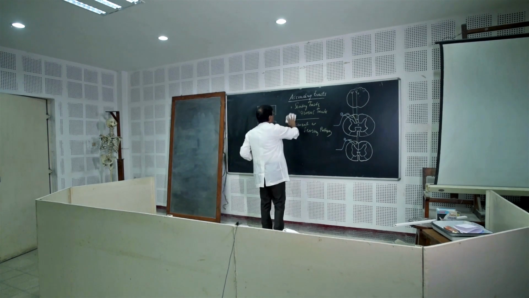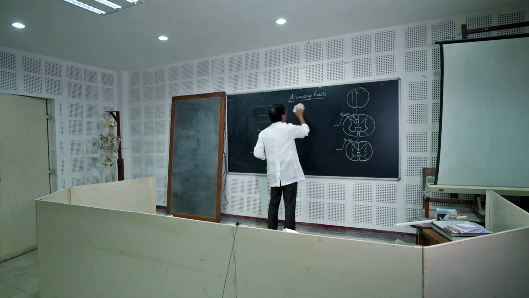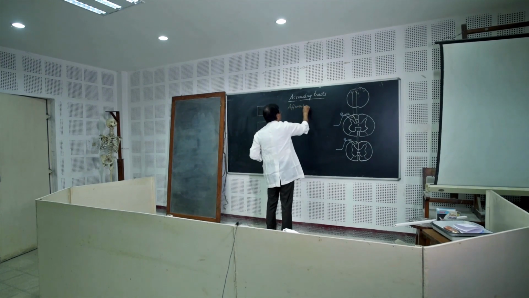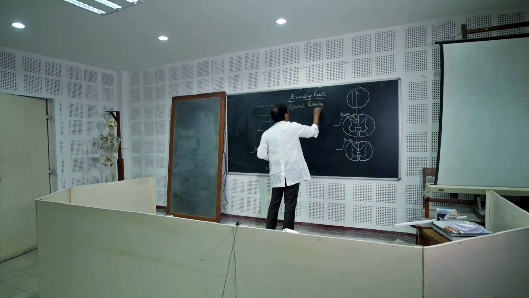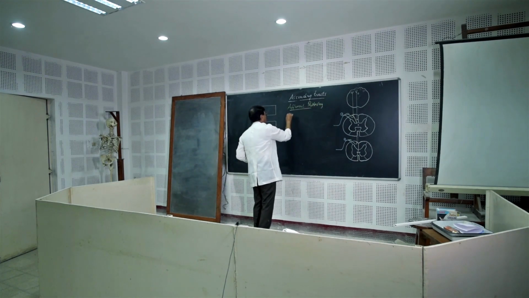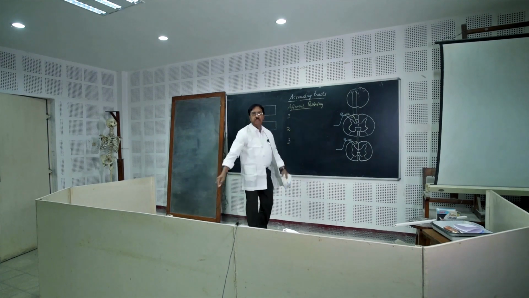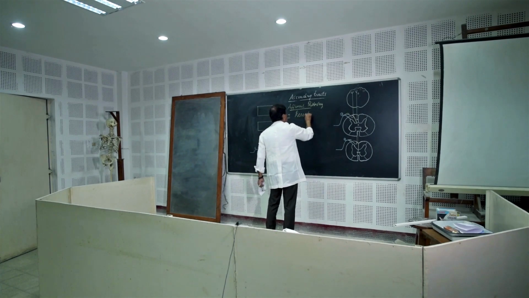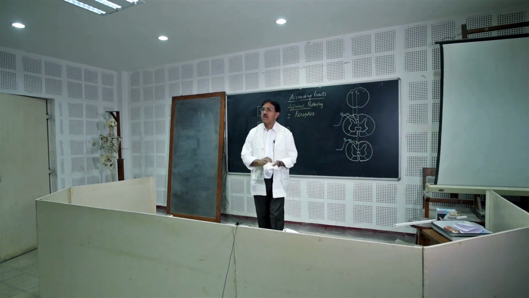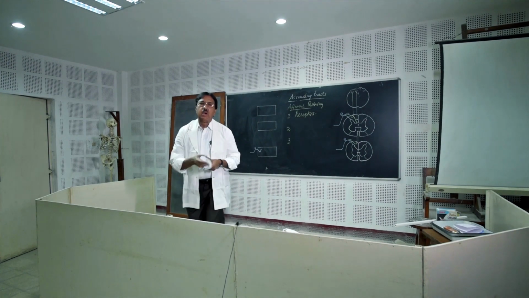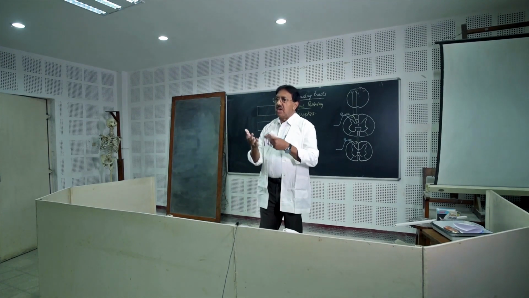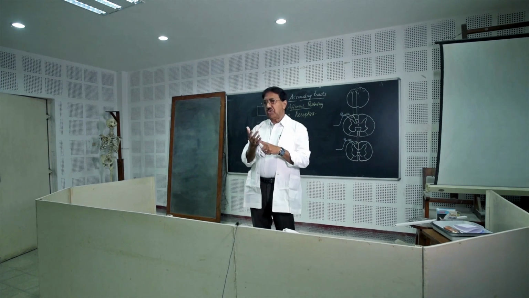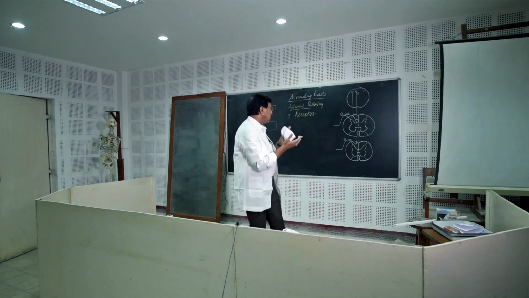The question is, what is the afferent pathway composed of? It is composed of three things. Number one, receptors, or peripheral end organs. Receptors or peripheral end organs are basically of two types: exteroceptive and proprioceptive.